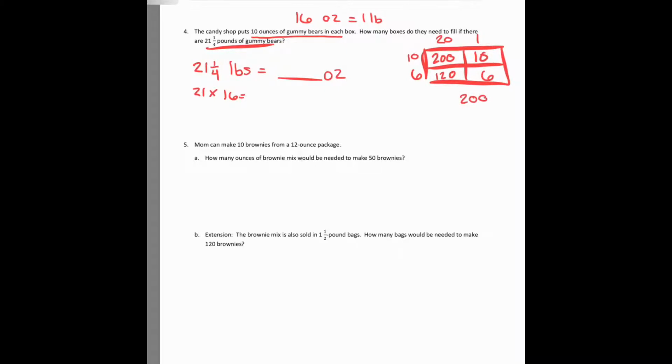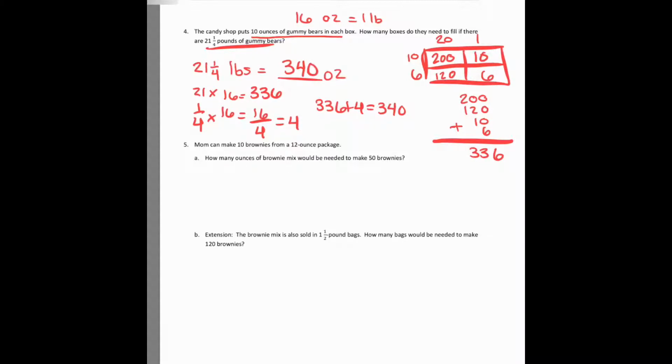I'm going to add all those partial products together, and I'm going to get 336. So 21 pounds is 336 ounces. But then we have that 1/4 of a pound, which we're going to multiply by 16 to get 16/4, which is the same thing as 4 ounces. So we have 336 ounces plus that 4 ounces to get 340 ounces.